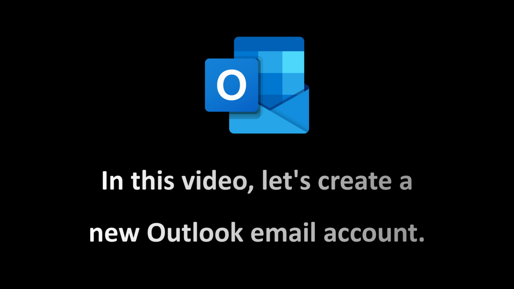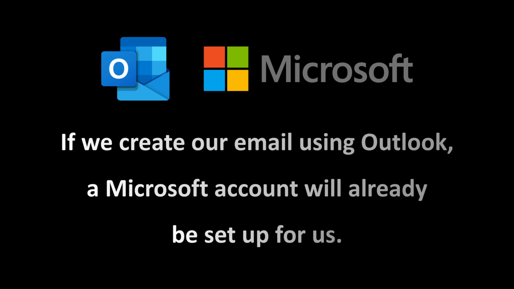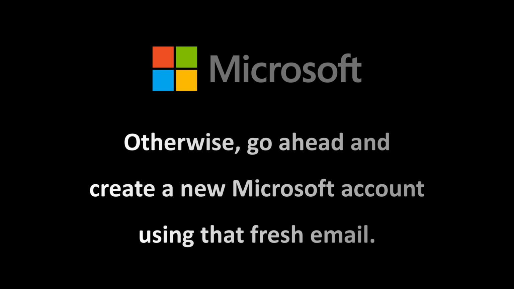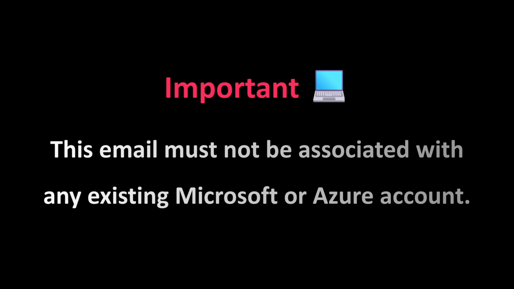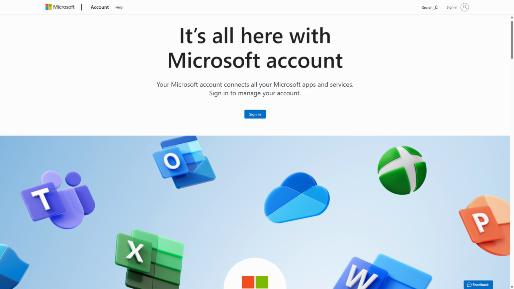Let's get started. To avoid conflicts with previous Azure signups, it's recommended to use a new email address, either Outlook or Gmail. In this video, let's use Outlook to create our email address because it will create a Microsoft account as well. If the email was created using Outlook, a Microsoft account has already been created automatically. For other email providers like Gmail, we need to go to the Microsoft account creation page, where the domain is like account.microsoft.com, and sign up for a new Microsoft account using the fresh email address.